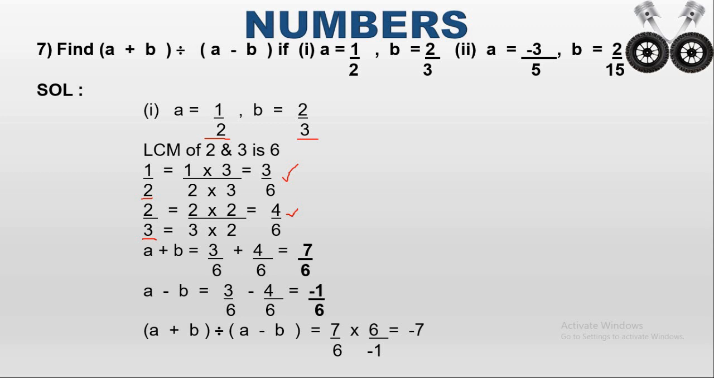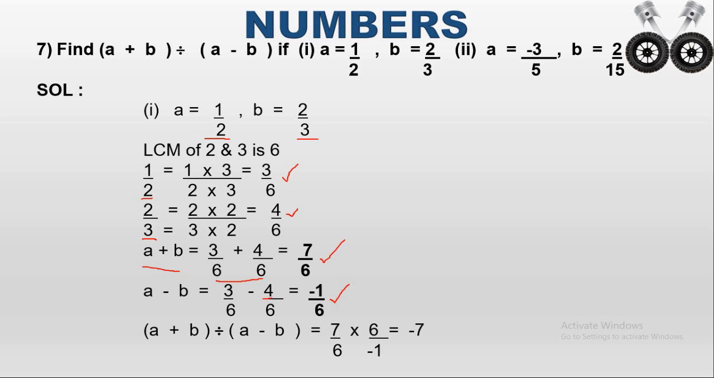Next we are going to find the value for a plus b, which is equal to 3 by 6 plus 4 by 6. If the denominators are equivalent, then we can add the numerators, that is 3 plus 4 is 7. So 7 by 6. Next we have to find a minus b, which is equal to 3 by 6 minus 4 by 6. Here also the denominator is same, so we can subtract the numerators. When I subtract 3 minus 4, the answer is minus 1, because the biggest number is 4 and the biggest number takes the negative sign. So we write it as minus 1 by 6.